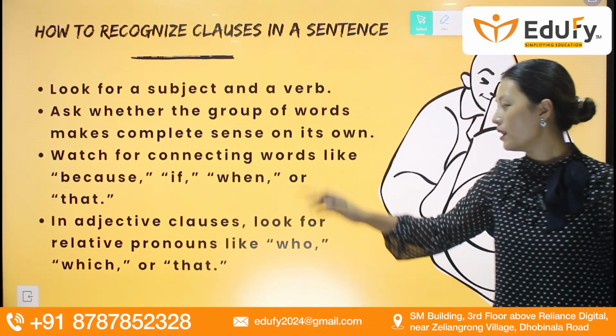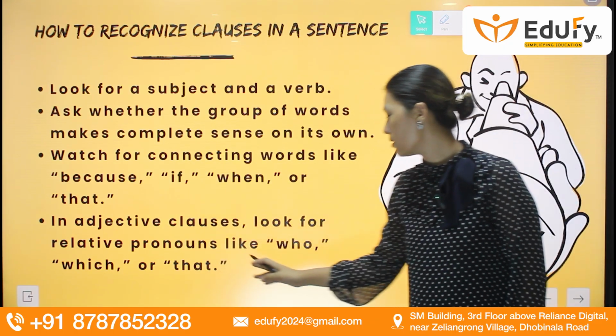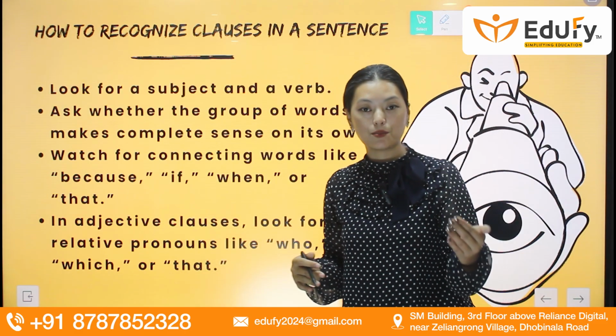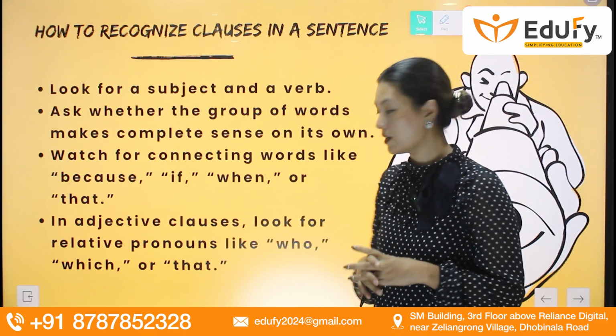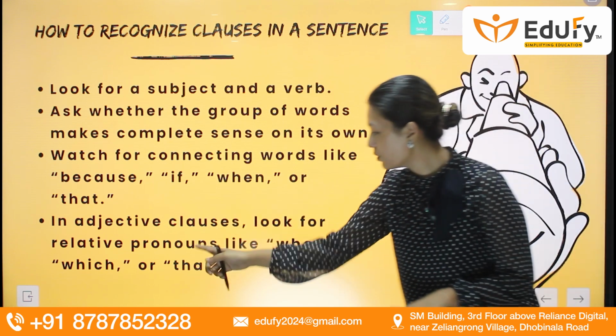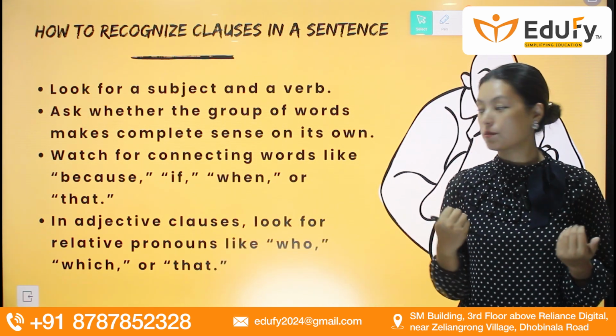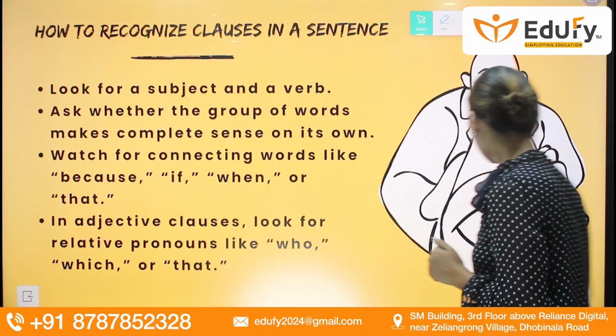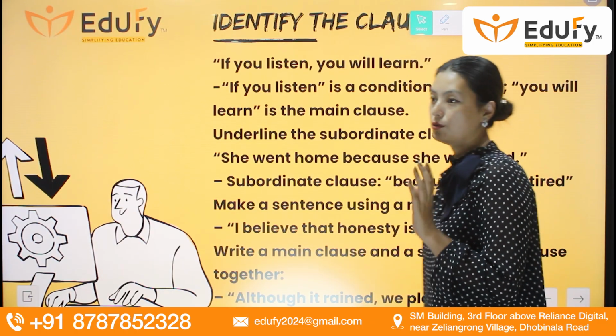in a sentence. In an adjective clause, look for relative pronouns like who, which, or that. Like I just showed you earlier in the examples, we also find relative pronouns, right? So relative pronouns who, which, or that can be used with an adjective clause, and accordingly you'll be able to identify them correctly.